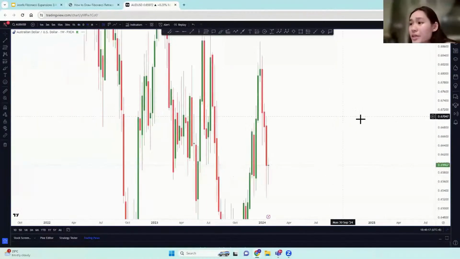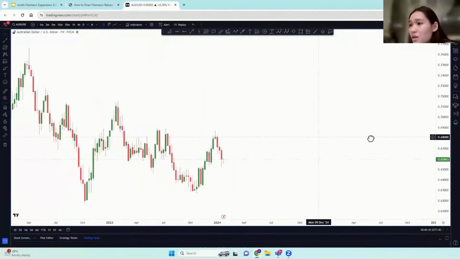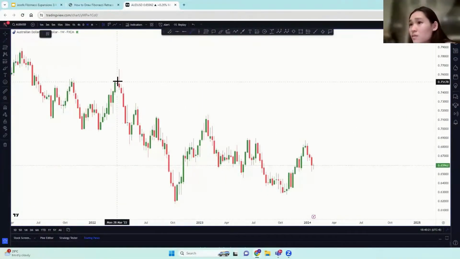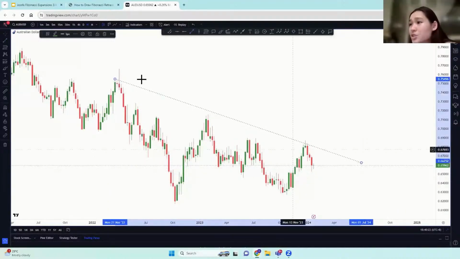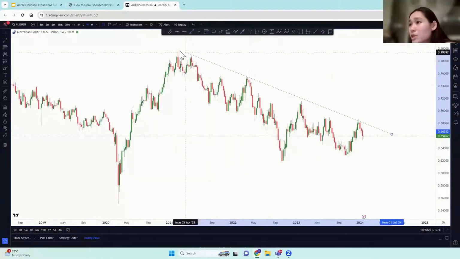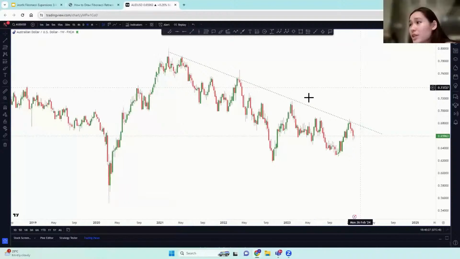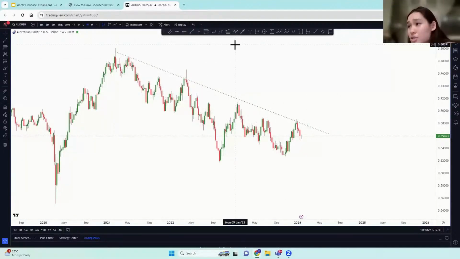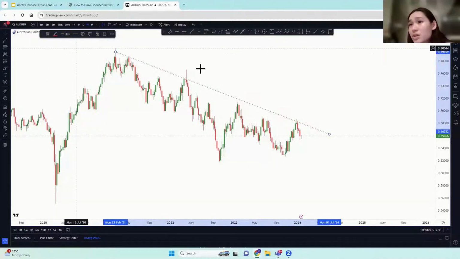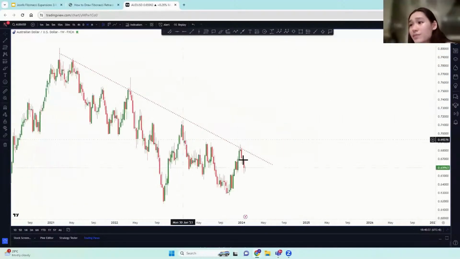So on our weekly time frame, it looks kind of bearish, okay, with price moving in this descending trend line. Again, just to recap, what makes a valid trend line is if there are at least 3 touches on the line, which you can see we have over here.